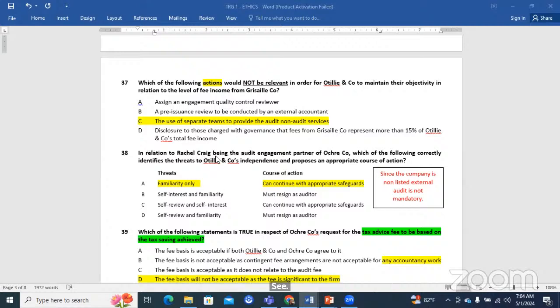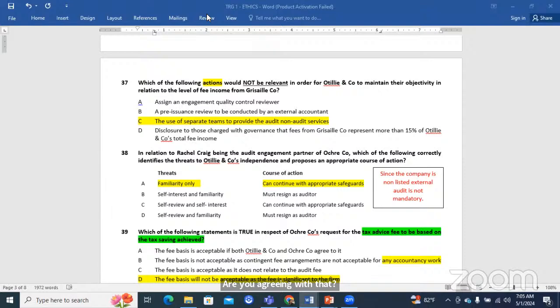In relation to R, being audit engagement partner of O, which of the following correctly identify the threats? Partner for more than 7 years. Students, a partner who works for more than 7 years, familiarity threat. Yes or no? A partner who works for more than 7 years, what is the threat? Familiarity threat. Are you agreeing with that? Are you comfortable with that?